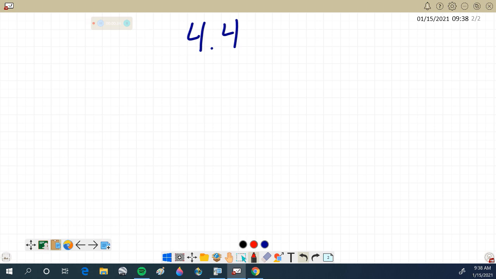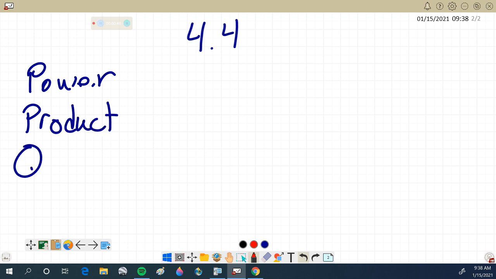Logarithms have three rules, and the rules are called the power rule, the product rule, and the quotient rule. Individually, each one of these rules is very simple, but sometimes all three rules happen at the same time. So we need to understand each rule first, and then we'll figure out how to work them all together.